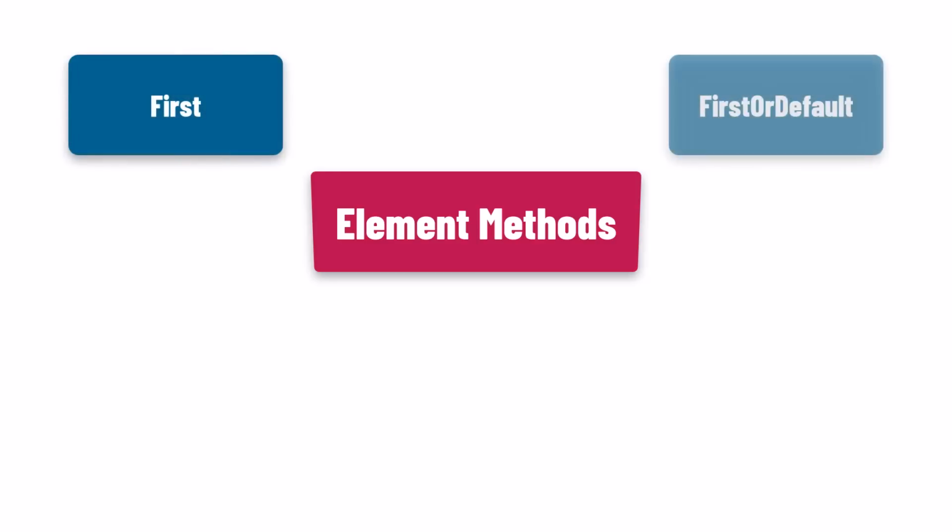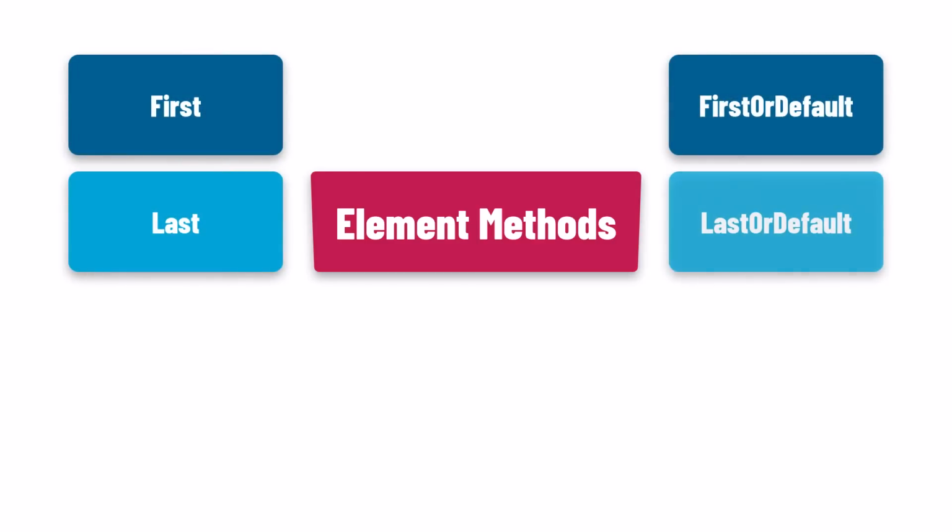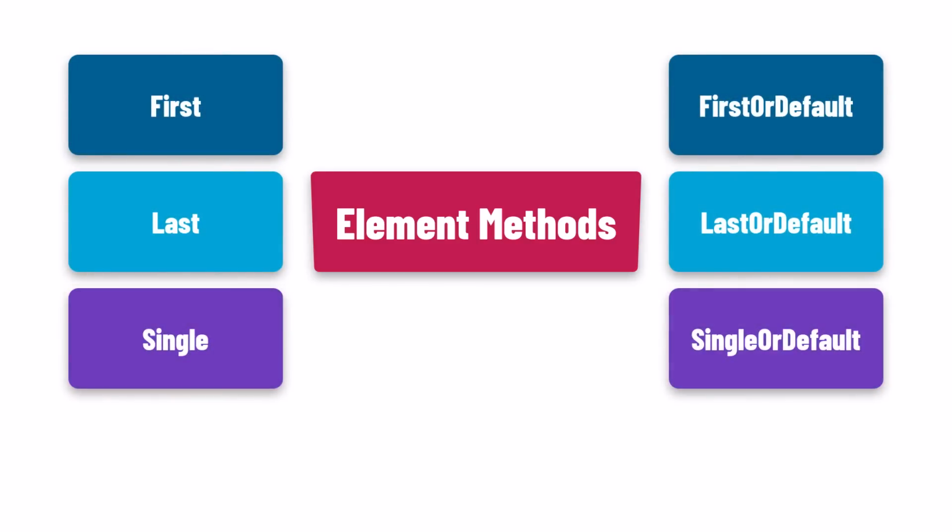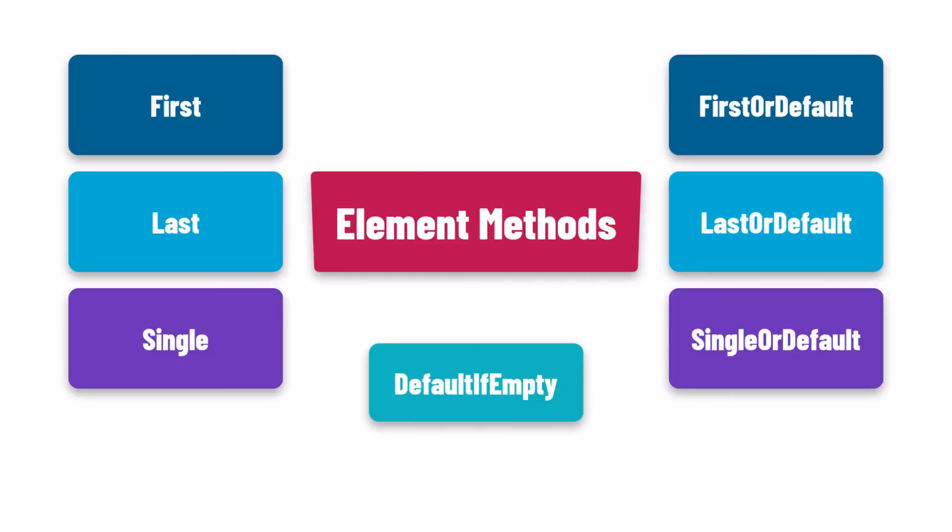Element methods. There are 9 element methods that can be used in a LINQ query. These are first or default, last or default, single or default, and default if empty. In the next videos I will explain these methods. But before that, let's understand what these methods in general mean.